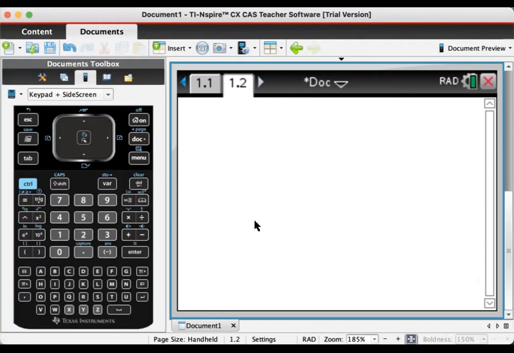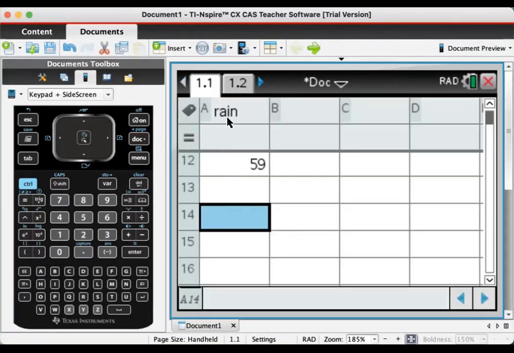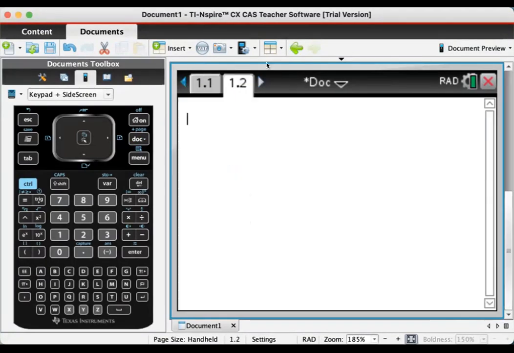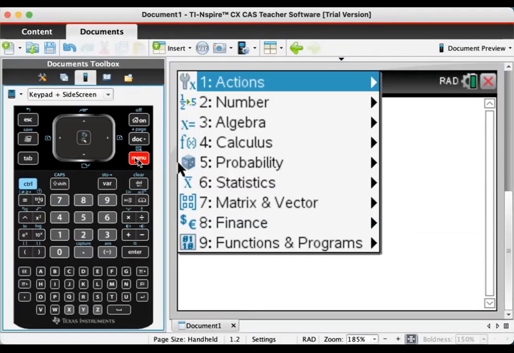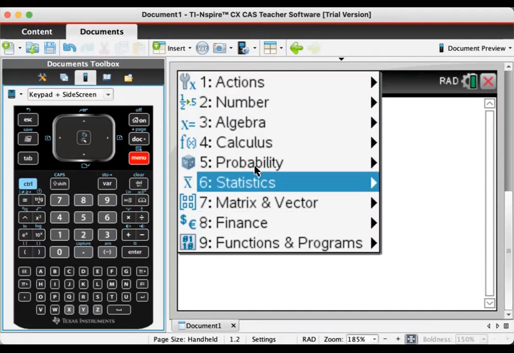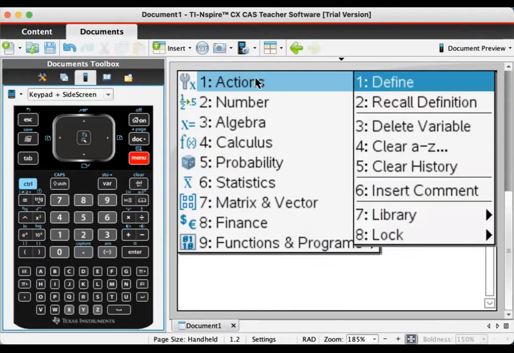Once you've opened the calculator, we're going to pull all these numbers here. We're going to pull all this information here, and we want a summary for it. So we go to menu. What kind of topic are we talking about here? What kind of topic are we looking at?